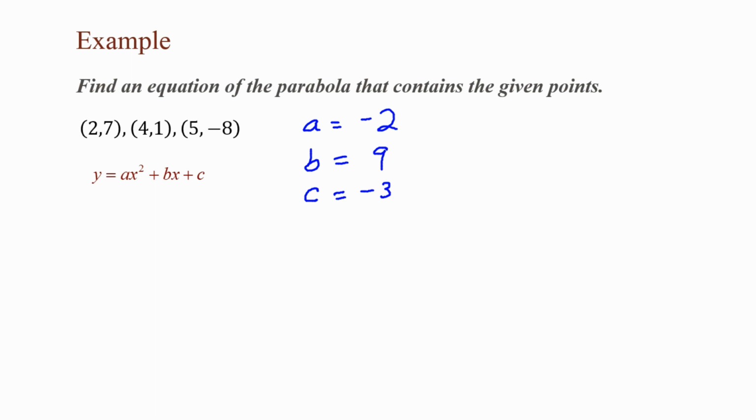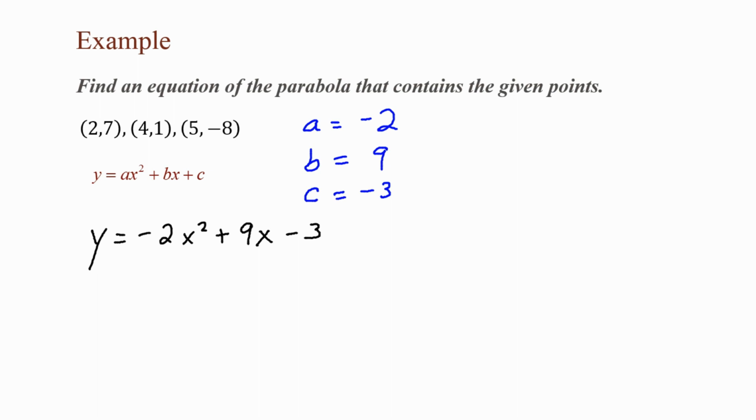So substituting into our general equation for a parabola, y equals ax squared, my a is negative 2, plus bx, my b is 9, plus c, and my c is a negative 3. The equation of the parabola that contains the points 2, 7, 4, 1, and 5, negative 8 is y equals negative 2x squared plus 9x minus 3. Again, I can check by either substituting my three ordered pairs into this equation or graphing the parabola to see if the 3 points are on that parabola.